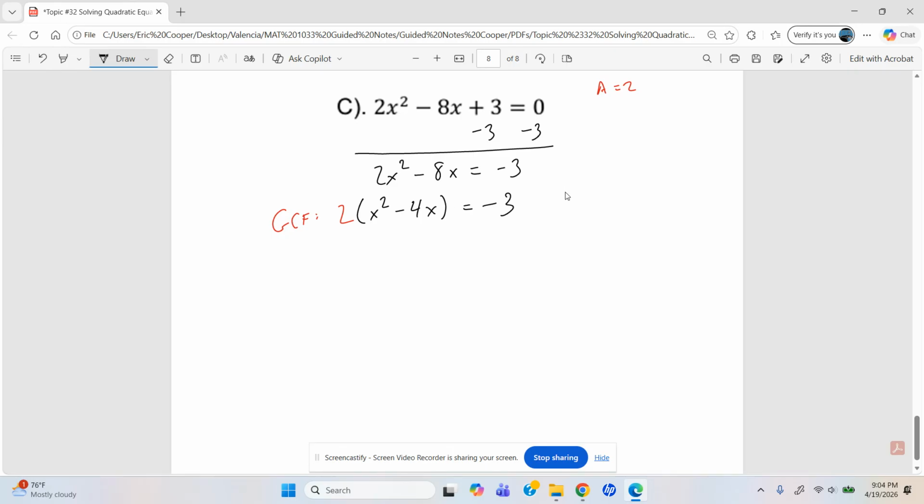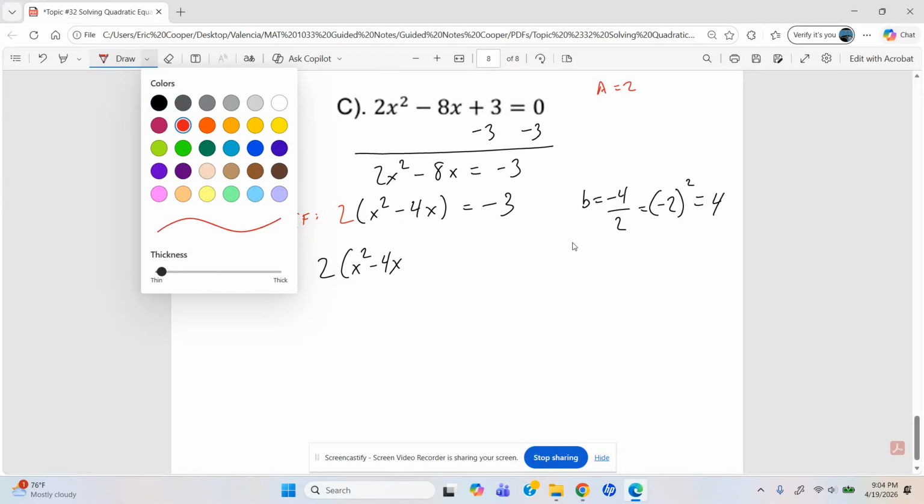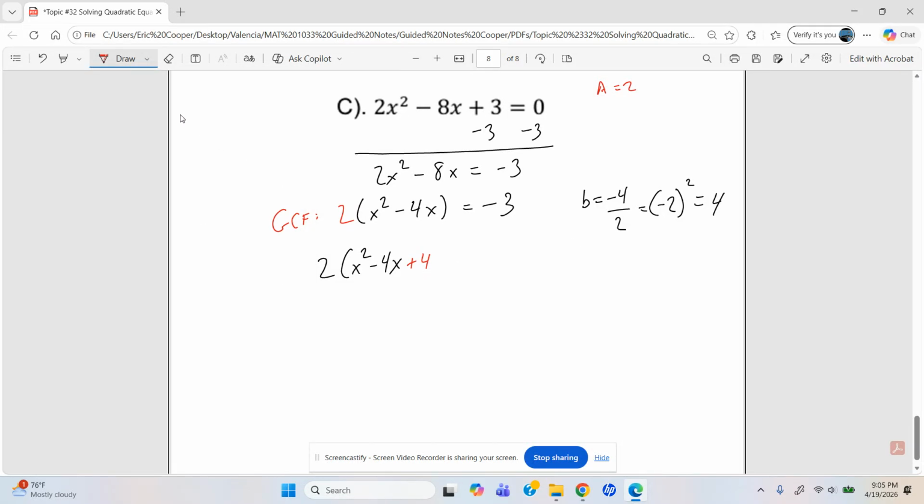And now I'm going to do the completing the square process. This negative 4 is the b term. So I'm going to take negative 4 and divide it by 2, and I get negative 2. And then negative 2 squared is positive 4. So now this becomes 2 times x squared minus 4x, and now we will go through and add the 4 we got from completing the square, equals negative 3 plus the 4 we had.